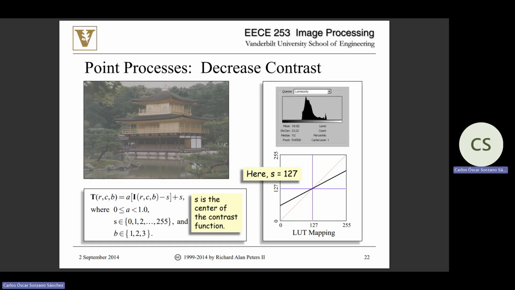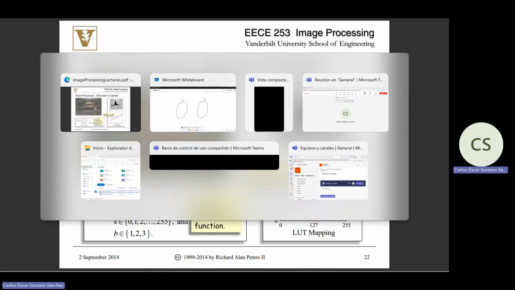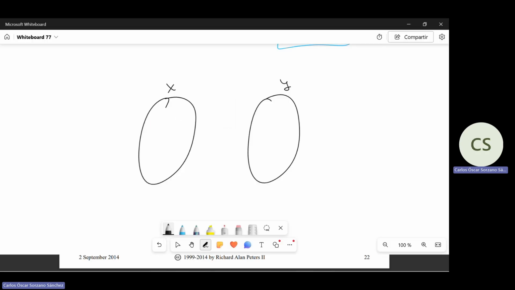The shift here in this example is 127. But this structure here: you subtract something, then you do something else, and you undo what you did. This is something very common in engineering and in mathematics in general.